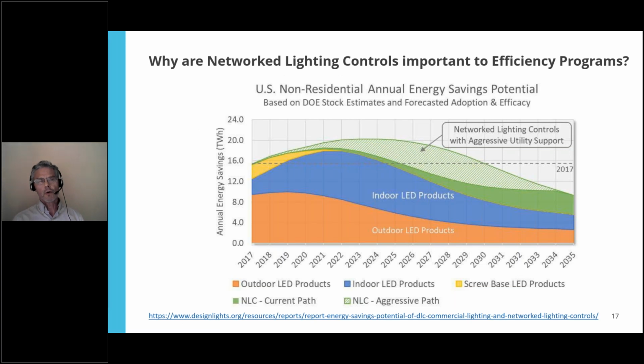Here's another view of why NLC is important to energy efficiency programs. This chart shows the potential energy savings for lighting in commercial and industrial buildings across the United States projected by the U.S. Department of Energy. The orange and blue areas at the bottom are for outdoor and indoor LED lights. The solid green part at the top was business as usual, and the striped green part shows all the extra savings out to 2034 that could be achieved with aggressive utility support for network lighting controls.